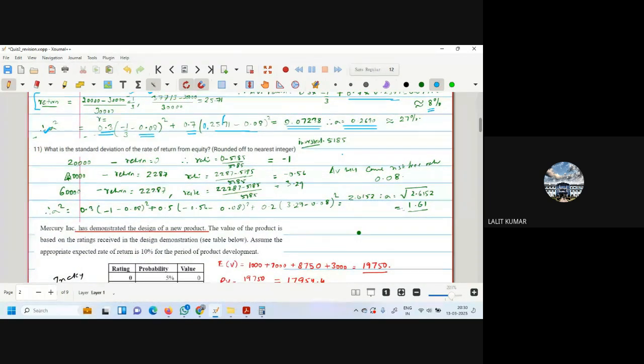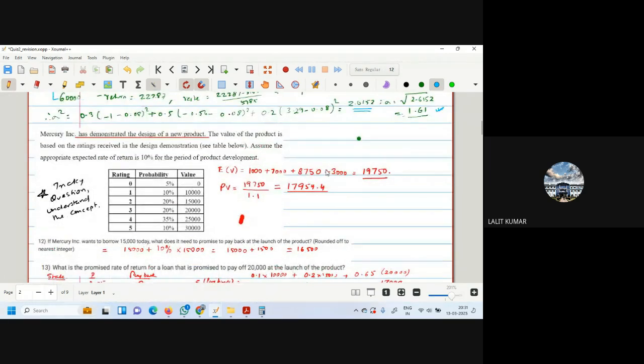Similarly, for the equity also they have asked. Without calculating, we can just say that his average return will be 8%. Then we use his returns in all the scenarios. In case of 20,000, his return is 0 minus 5185 divided by 5185, because he had invested 5185, so his return is -1. At 40,000, he's getting only 2287, so it is negative. And only in the third case, he's getting 2287, which gives him 3.29. We put these values in the formula for variance, and from there we can find the standard deviation.